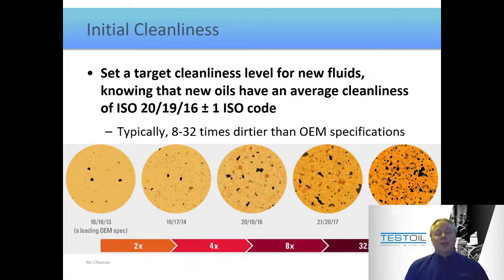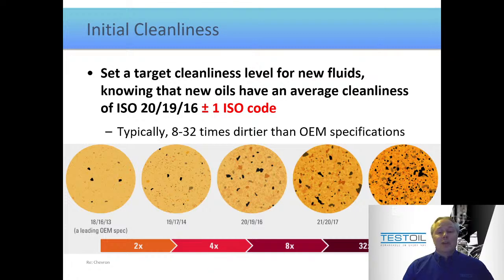Because new oil contains a certain amount of particles in it to begin with, and some systems, like an engine, may operate dirtier, but many, many systems will operate cleaner than is expected of new oil systems. Now, when I made this first comment, I did say 2019-16 was the average cleanliness of new oil, and I said give or take a code. Why do I say give or take a code?